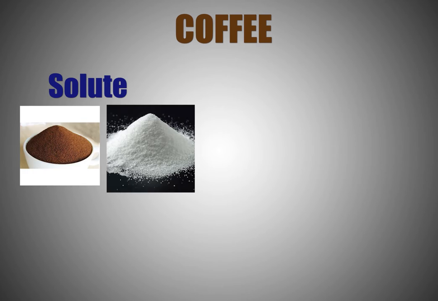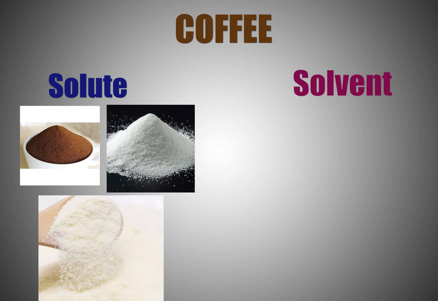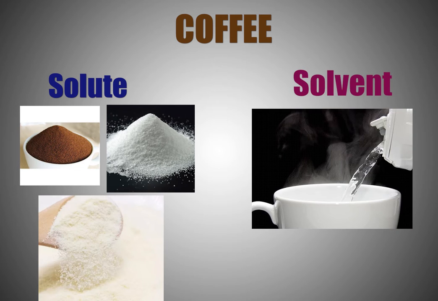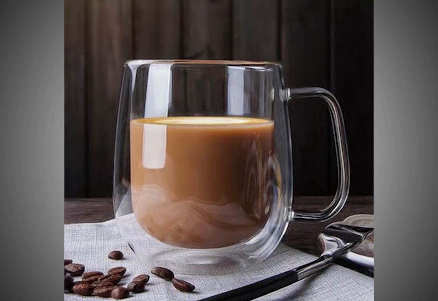Let us take coffee as an example. So in coffee, the solutes are coffee powder, sugar, and creamer, while the solvent is the hot water. Now all we have to do is dissolve the solute in the solvent. At meron na tayong mainit-init na kape. Now this coffee is our solution. And as we can see, this mixture is the same throughout, and all portions have the same properties.